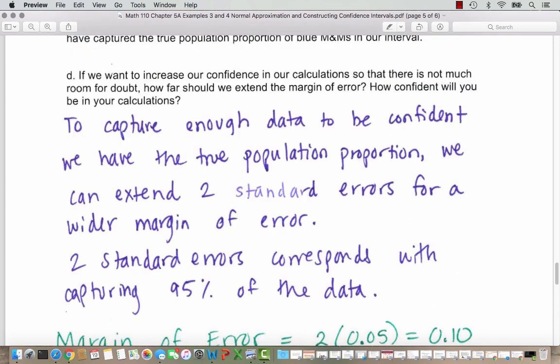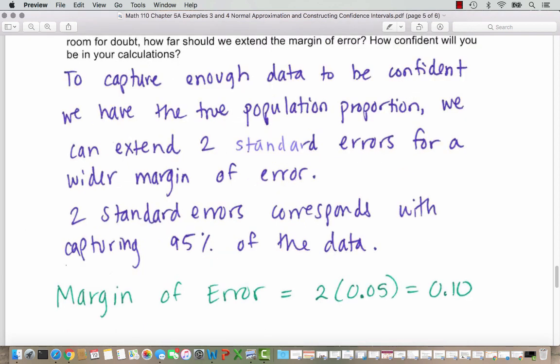So if we want to increase our confidence in our calculations so that there's not much room for doubt, how far should we extend the margin of error, and how confident will we be in our calculations? So to capture enough data to be confident we have the true population proportion, we can extend 2 standard errors for a wider margin of error. So 2 standard errors corresponds with capturing 95% of the data. We know that from the normal distribution relationships. So our margin of error here is going to be 2 times the standard error, or 2 times 0.05, which is 0.10.